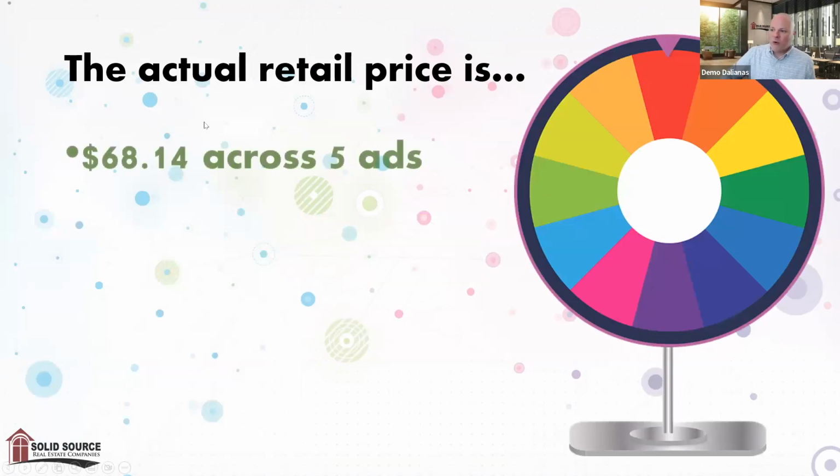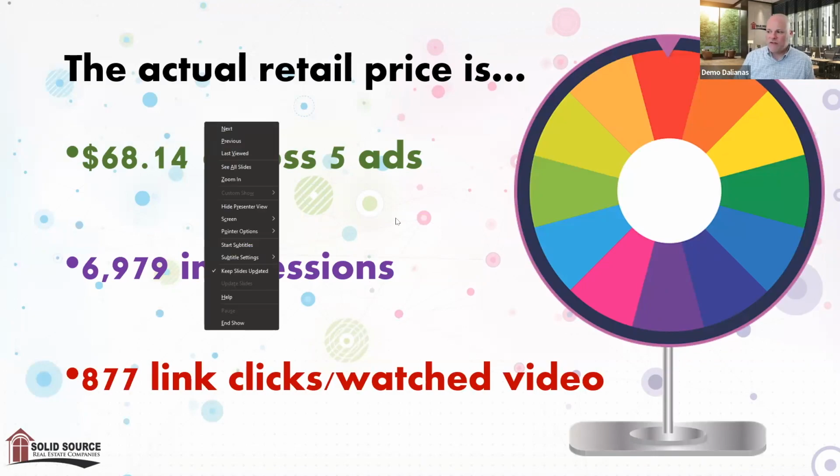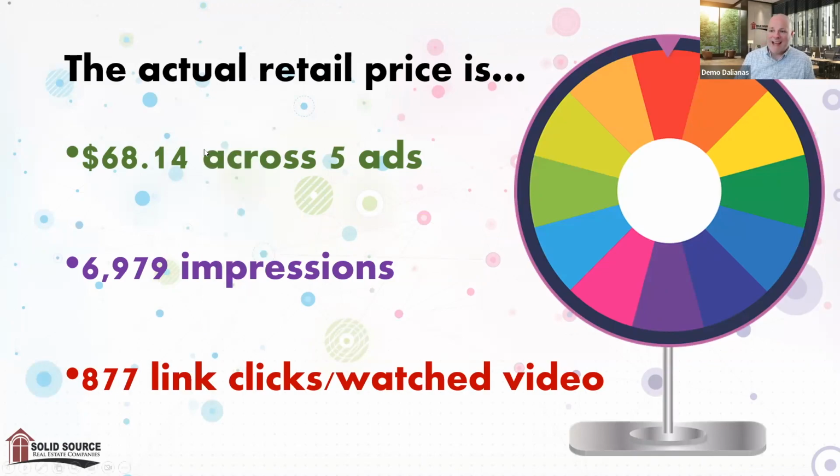All right, so the actual retail price of these ads, $68 across 5, almost 7,000 impressions, and almost 880 link clicks, watched videos through those ads. So you can see, not a lot of cost for the total amount of reach and impressions you got. Now, when you get this really dialed in, you'll be able to track how much money you spent, how many buyers and sellers, and run it all the way out for your purposes.